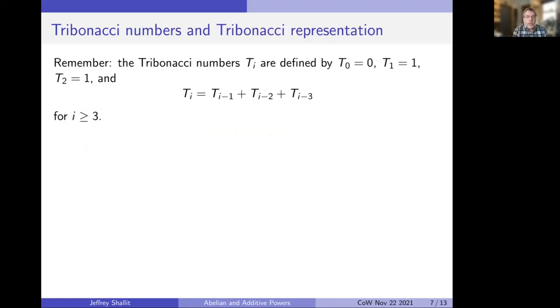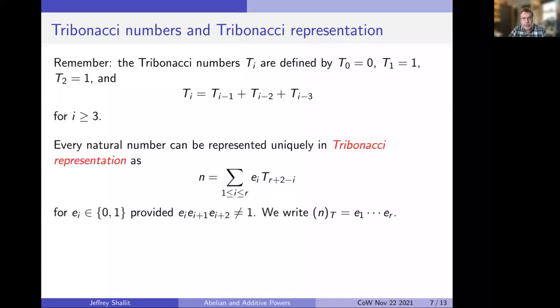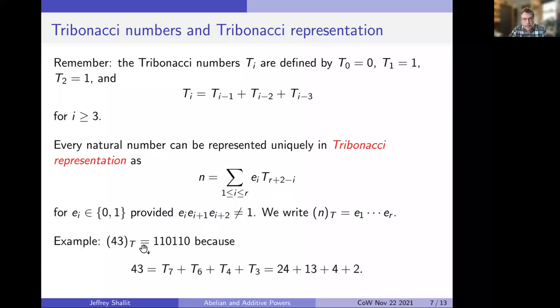Remember that the Tribonacci numbers are defined similarly to the Fibonacci numbers, except now each term is the sum of the 3 preceding. And once again, there's a Tribonacci representation like the Fibonacci representation. The difference is that you're writing the n's as 0-1 sums of these numbers, and you're not allowed to use 3 consecutive Tribonacci numbers in the representation. So for example, 43 in Tribonacci representation is 1101100, because it's T7 plus T6 plus T4 plus T3.